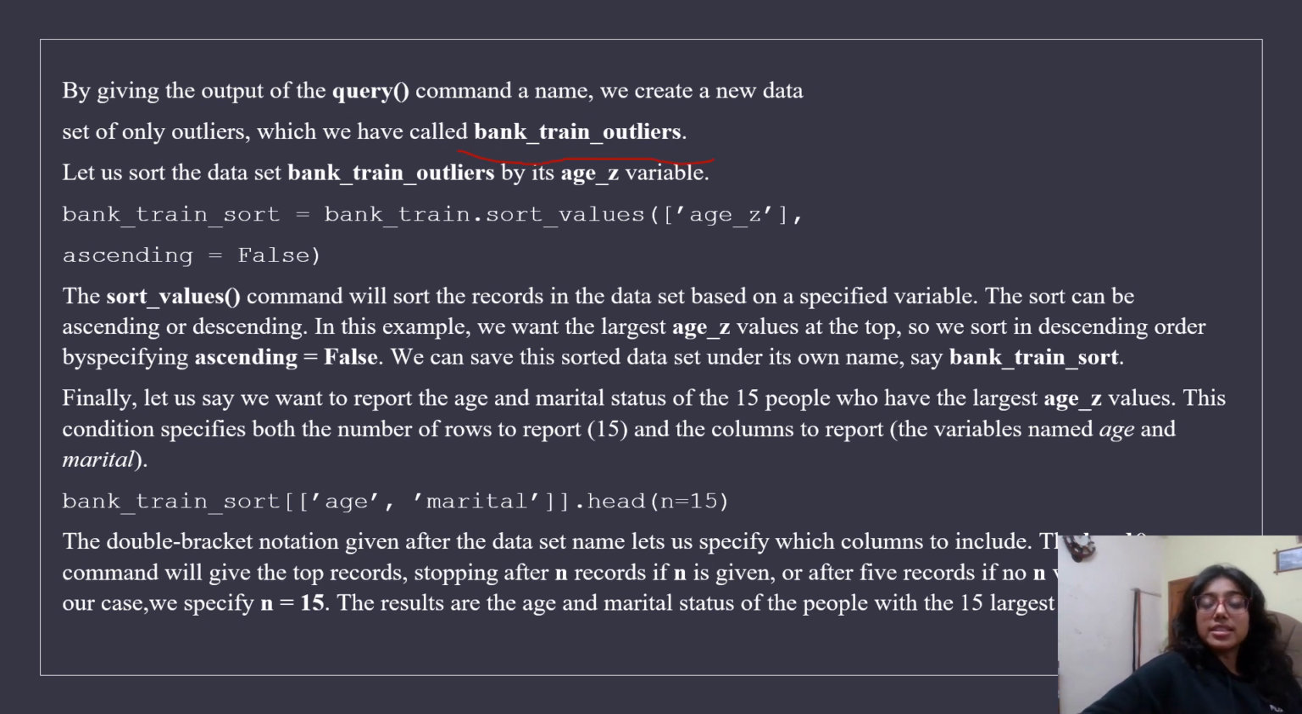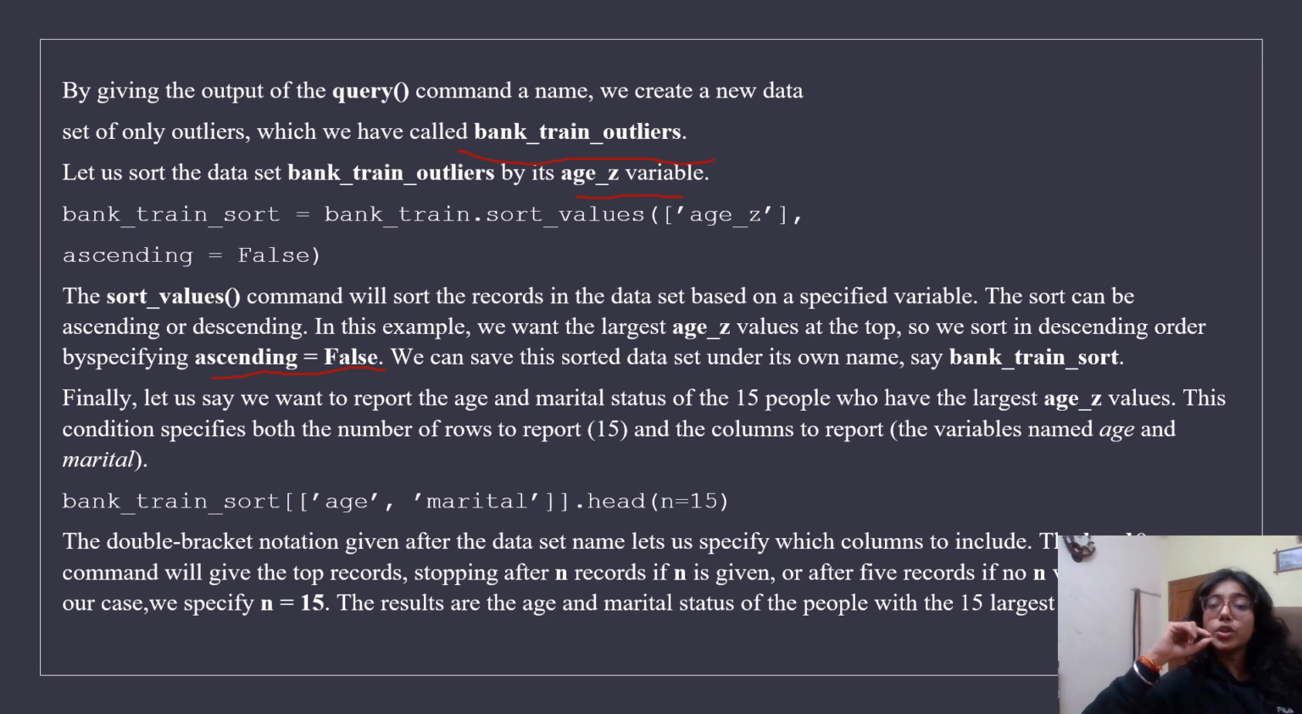Let us sort the dataset bank_train_outliers by its age_z variable. So bank_train_sort equals bank_train_outliers.sort_values('age_z', ascending=False). The sort_values command will sort the records in the dataset based on a specified variable. The sort can be ascending or descending. In this example, we want the largest age_z value at the top, so we sort in descending order by specifying ascending equal to False. We can save this sorted dataset under its own name, say bank_train_sort.